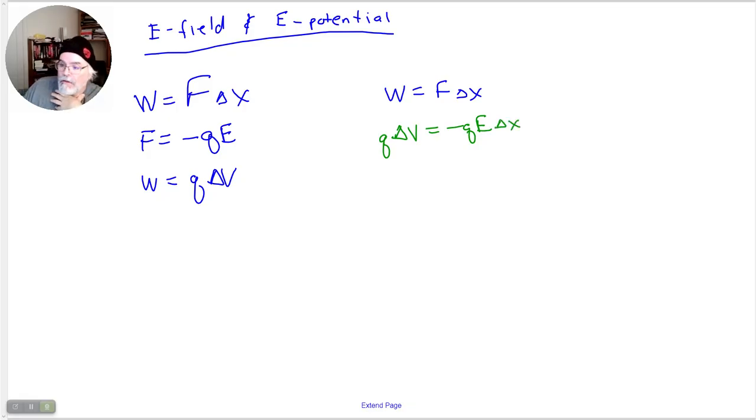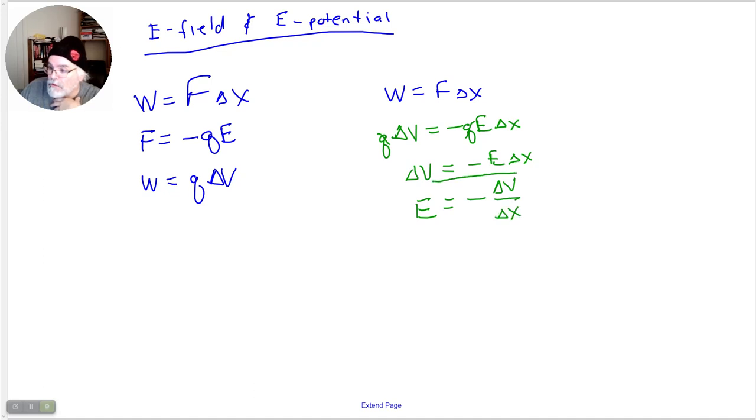There we go. They all brought Q to the party, so we can divide out the Q. And we get the potential difference is equal to the opposite of the field strength times the displacement. If I solve that for the field strength, I get this nifty equation: the electric field strength is equal to the opposite of the potential difference divided by the displacement.